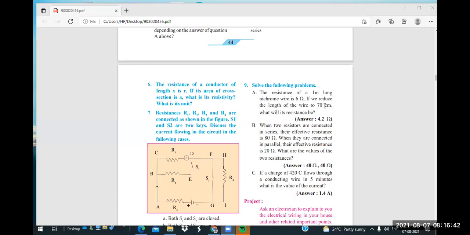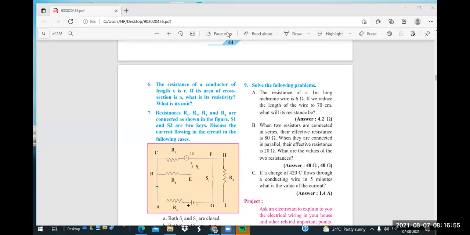If we reduce the length of wire to 70 centimeter, what will be the resistance? Now see here, given what is the resistance of the length of wire. Okay, then I'm going to solve here on new screen.